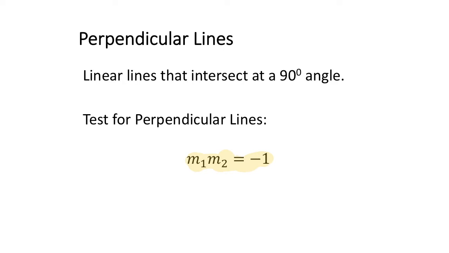If the gradient of line 1 multiplied by the gradient of line 2 equals anything but -1, then the lines will not be perpendicular. So let's have a look at some examples of how we identify perpendicular lines.